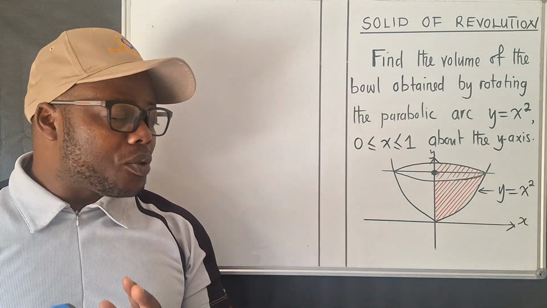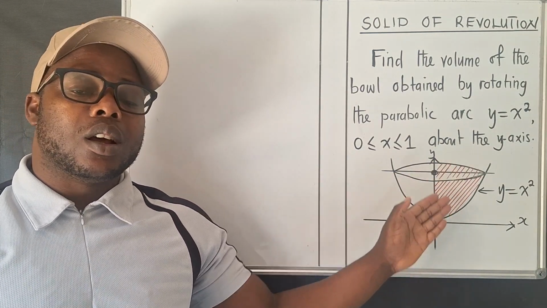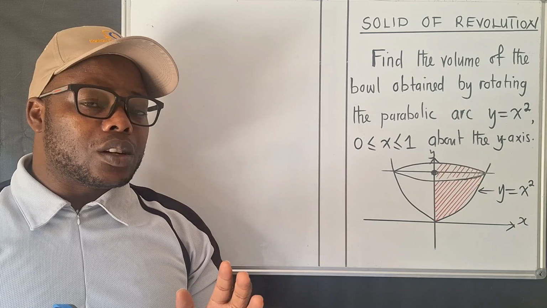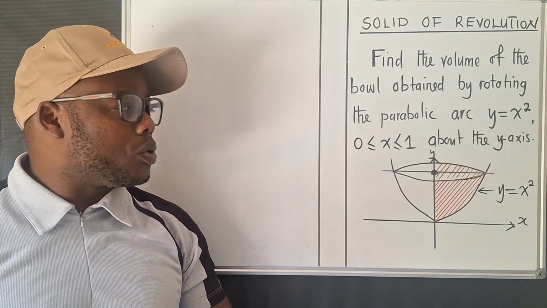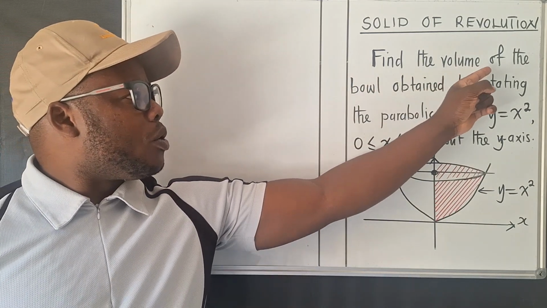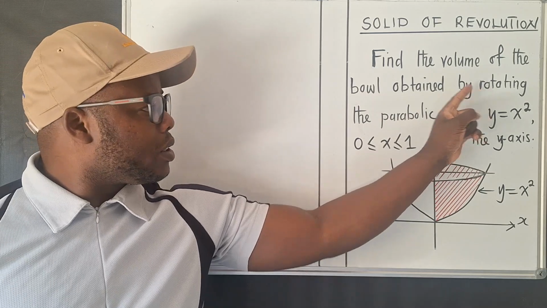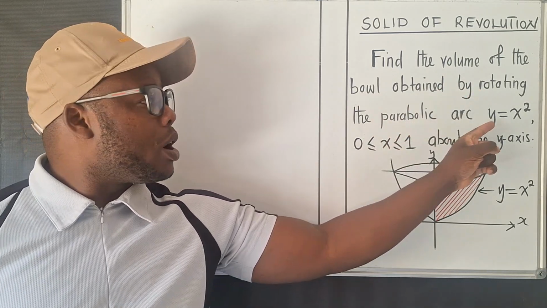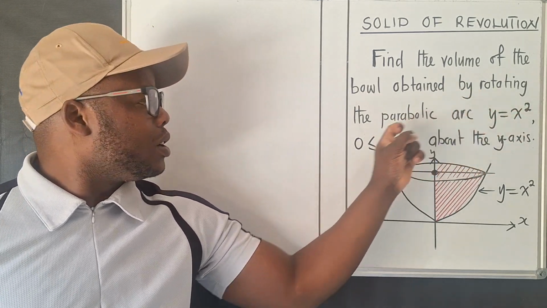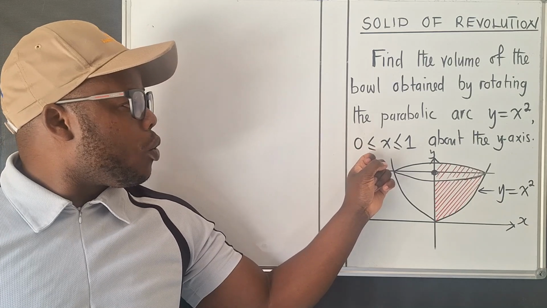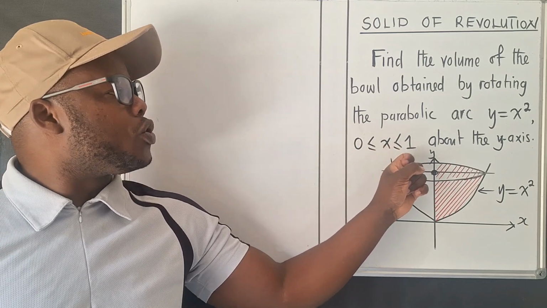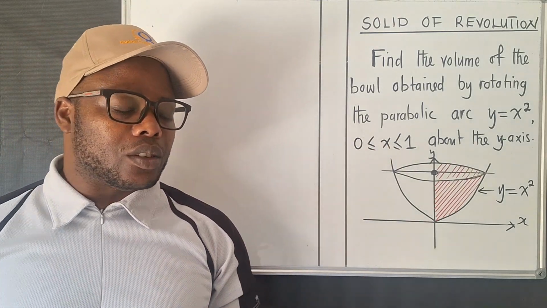We need to find the volume of this shaded region. So let's read the question and understand what we're supposed to do. Find the volume of the ball obtained by rotating the parabolic arc y is equal to x squared, 0 is less than or equal to x less than or equal to 1, about the y-axis.